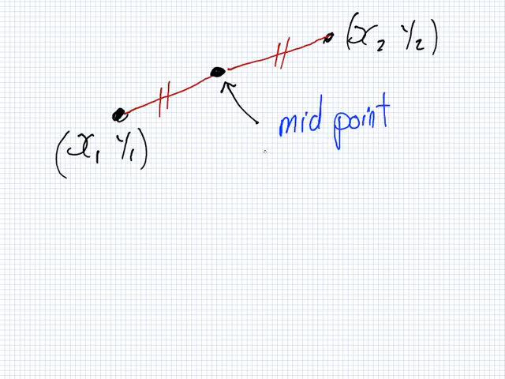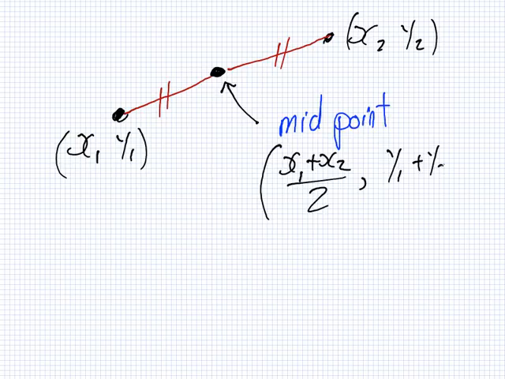Now, what's the way to find it? x1 plus x2 over 2, very good. y1 plus y2 over 2, very good. You all remember this from middle school? High school? Maybe, okay.